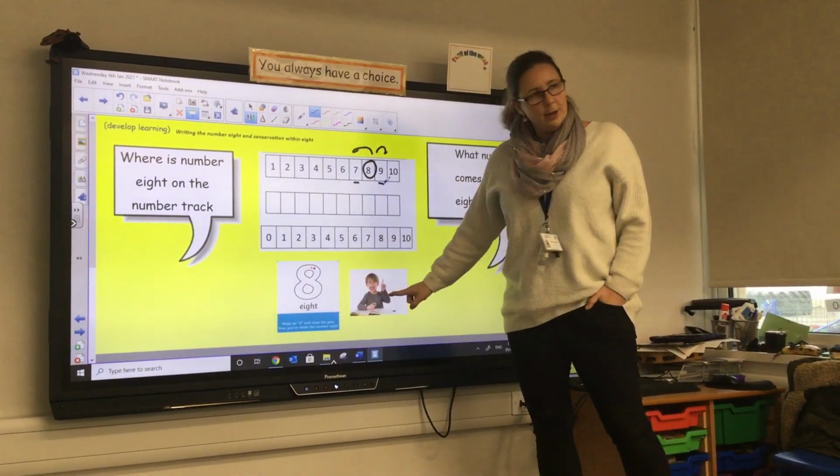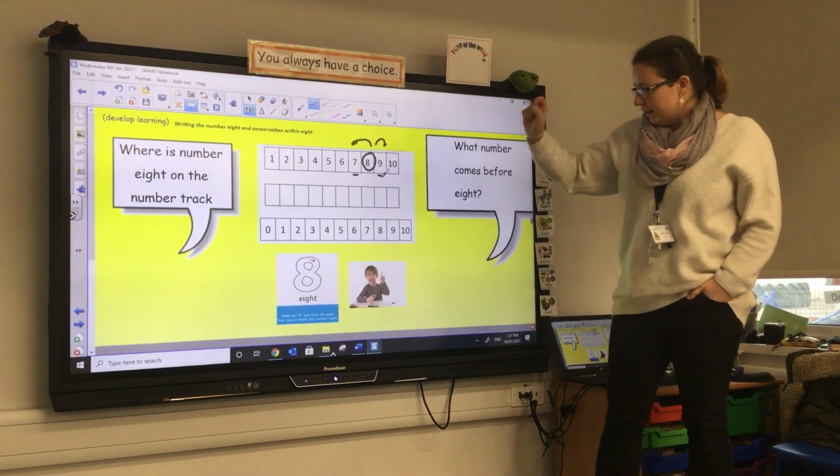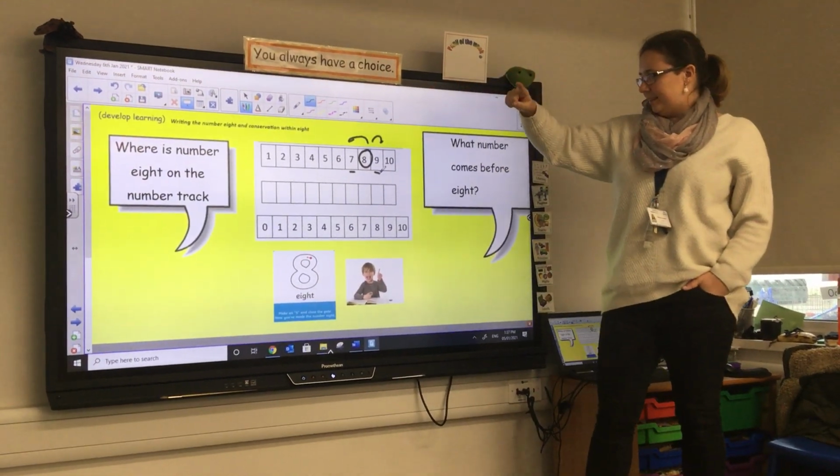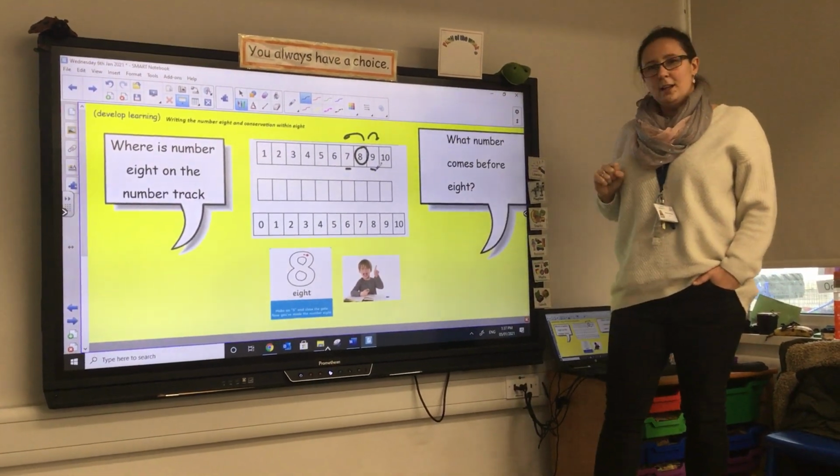Now let's have a go at writing in the sky. Warm up that magic finger. We're going to make the number 8 in the sky. So make an S and close the gap. Now you've made the number 8.